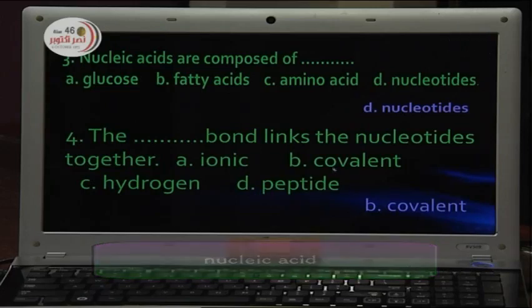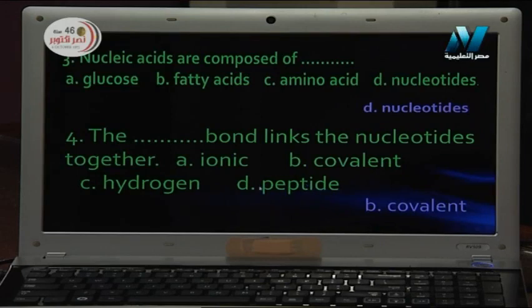طب نفتكر مع بعضينا البيبتايد بوند دي خدناها فين؟ خدناها في البروتين، وهي اللي بتربط امينو اسيد with another amino acid by releasing of water.